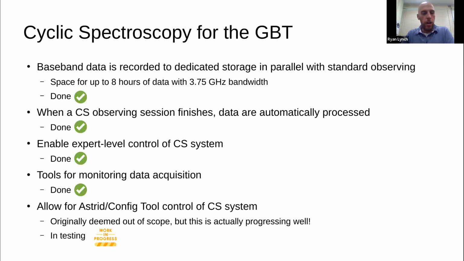But things have been going relatively well, and I'm happy to say that we are probably going to be able to make this less of an expert level control system and actually integrate it more into our standard observing interfaces than we had originally maybe planned for. So this was originally deemed out of scope, but it is actually progressing relatively well. We're currently testing Astrid and config tool control of the CS system just to streamline this and make it easier for observers to use. So you would effectively add a few new parameters to your observing scripts and hit go, and you would enable this observing system.